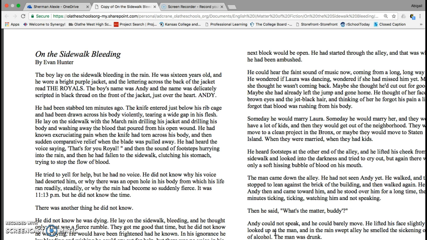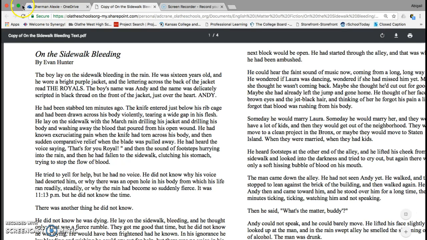He had known excruciating pain when the knife had torn across his body, and then sudden comparative relief when the blade was pulled away. He heard the voice saying, "That's for you, Royal," and then the sound of footsteps hurrying into the rain, and then he had fallen to the sidewalk, clutching his stomach, trying to stop the flow of blood.